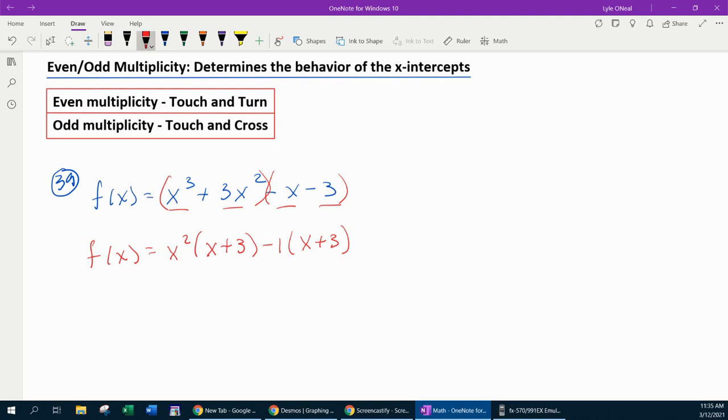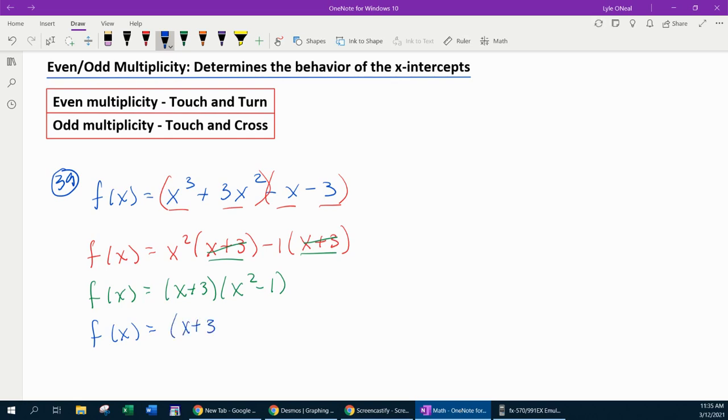And if that was like, whoa, what just happened? You might want to go back and review my lesson on factoring. Now, we're not done. The next step is that we need to factor out the common factor of x plus 3. And factoring out the x plus 3 leaves me with x squared minus 1, which is the difference of squares and can factor further.